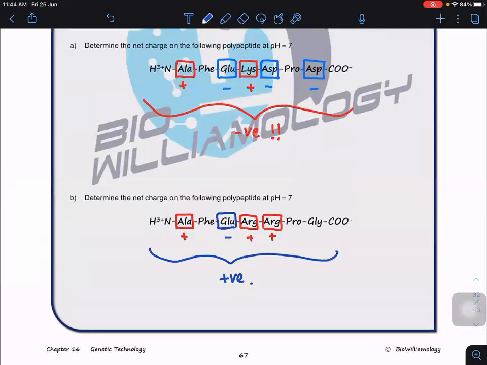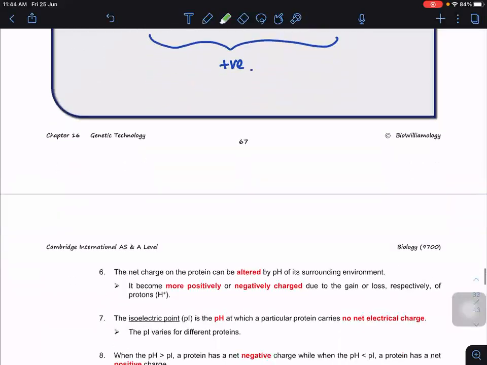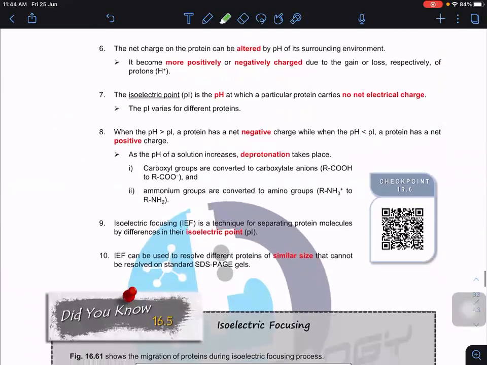Clear? Now, you may wonder how come, with positive charge and negative charge, they actually balance already. Clear? So the net charge on the proteins can be altered. It can become more positively or more negatively charged due to the gain and loss of the proton.